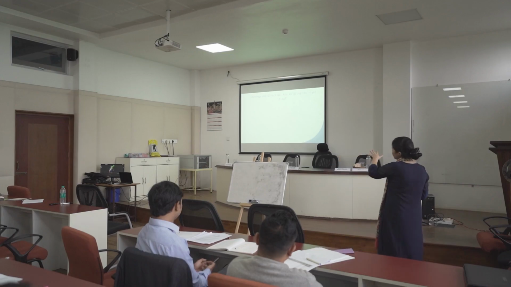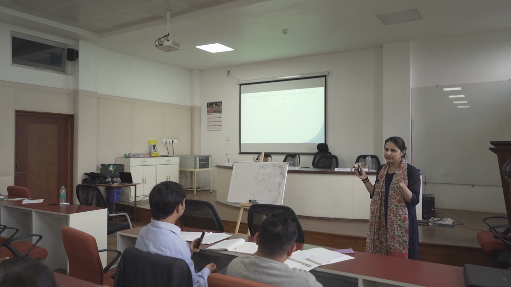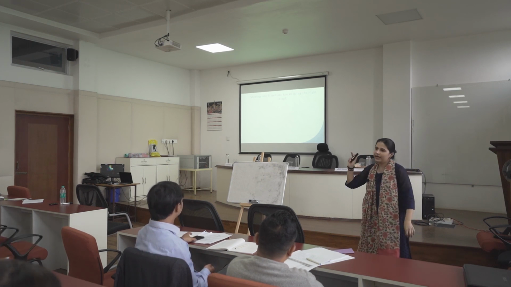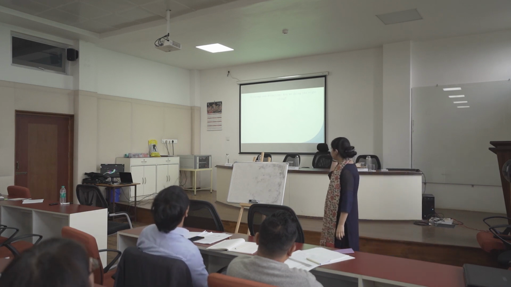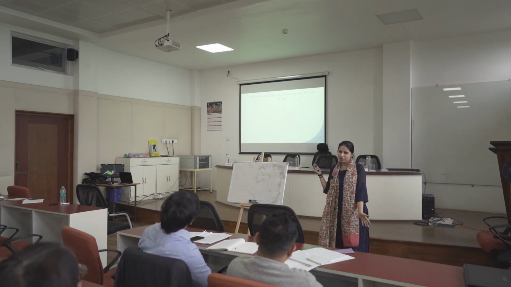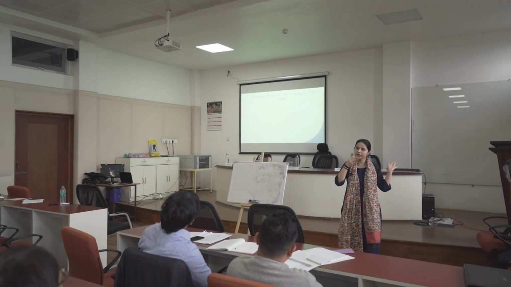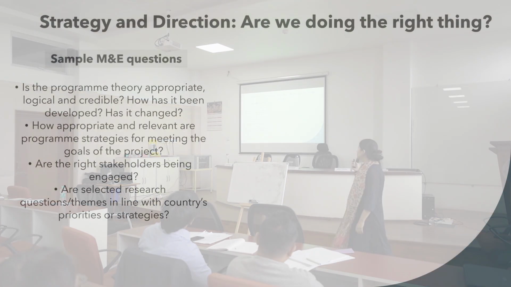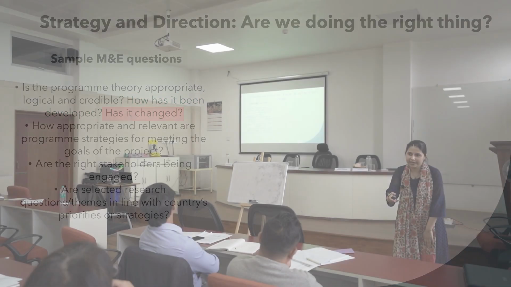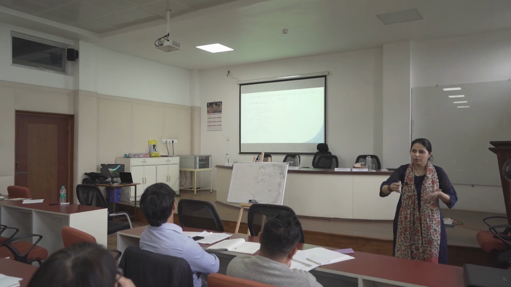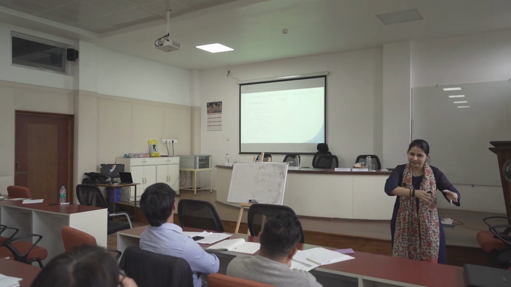So there are just certain examples that I have prepared and certain strategies on how we can do it. So let's say we have an aspect of strategy and direction. Are we doing the right thing, or are we going the right way? So an M&E question, or a research question, can be: how was my program theory developed? Or how has it changed? Because my monitoring helped change it, right? And whether the program theory existed in the first place.